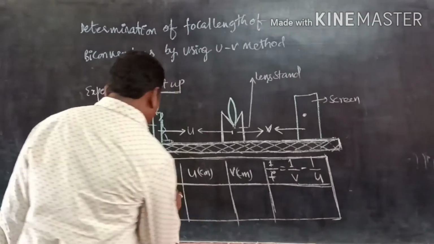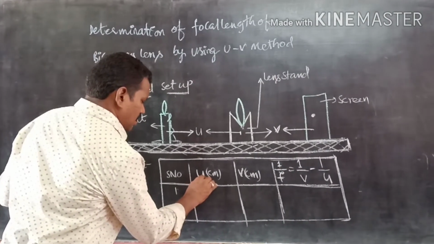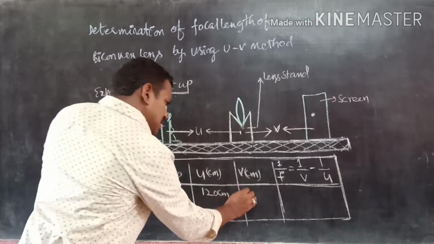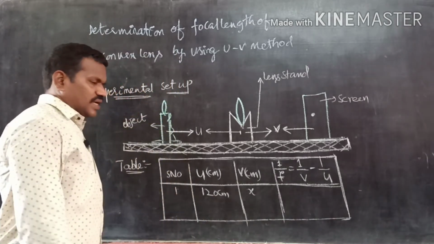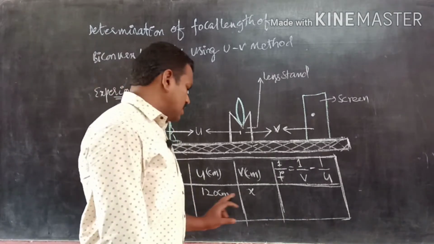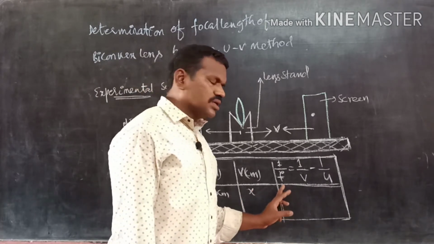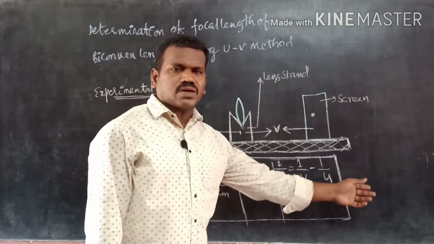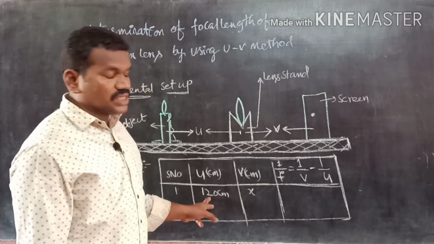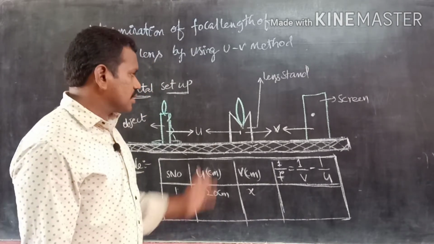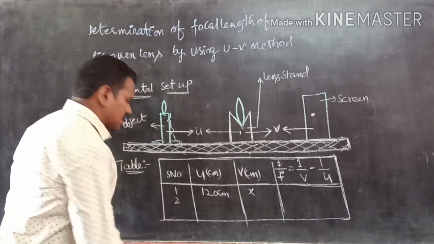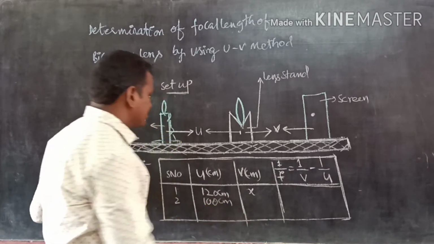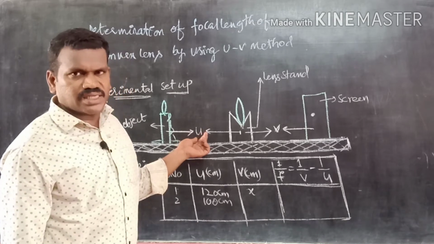For example, in serial number 1, the object distance u is 120 centimeters and the image distance is some value, x. By substituting 120 centimeters and x centimeters in 1 by f is equal to 1 by v minus 1 by u, we can get the focal length of the biconvex lens when the object is at a distance of 120 centimeters. In the second case, serial number 2, we should place the object at a distance of 100 centimeters. Now the object distance is 100 centimeters.